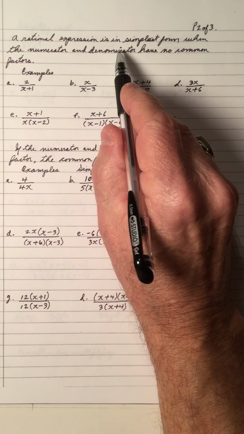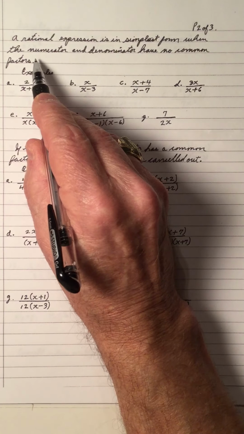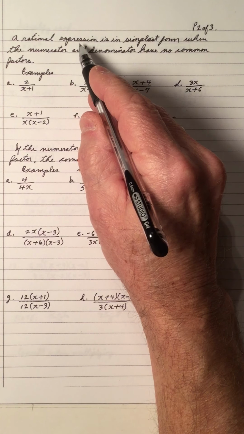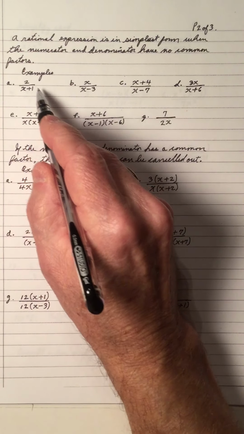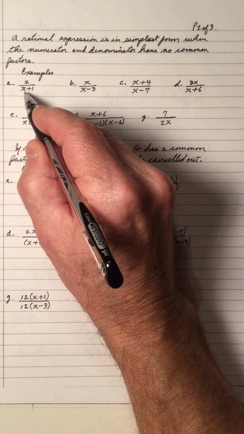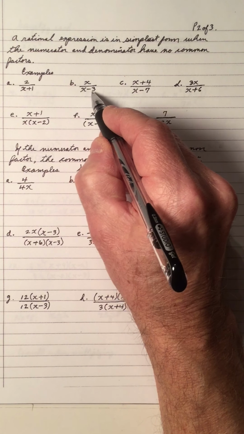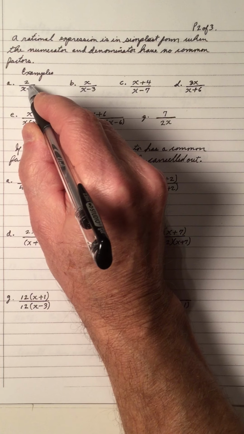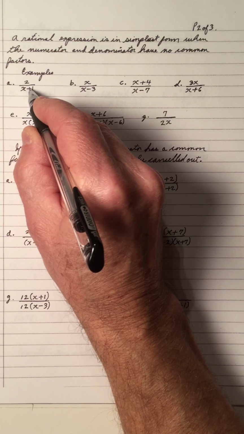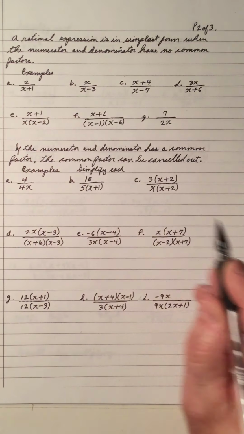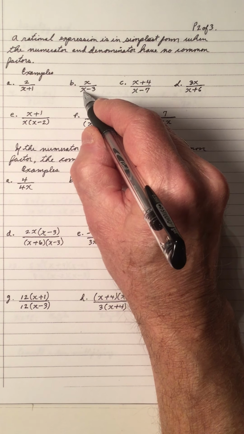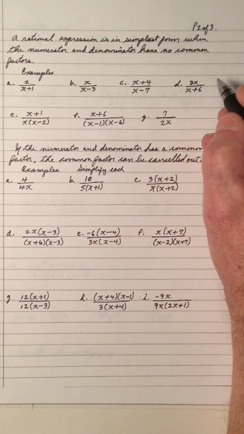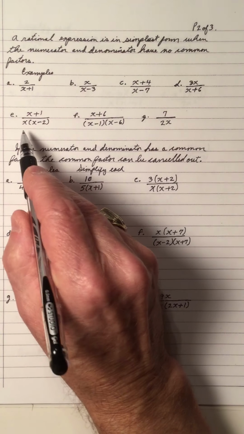A rational expression is in simplest form when the numerator and denominator have no common factors. Remember, a rational expression is a fraction, and as in the examples here, 2 over x plus 1, x over x minus 3. Notice that the numerator and denominator have no common factor. X plus 1 is a factor and 2 is a factor. X is a factor, x minus 3 is a factor. And more examples, x plus 4 over x minus 7, 3x over x plus 6, etc.